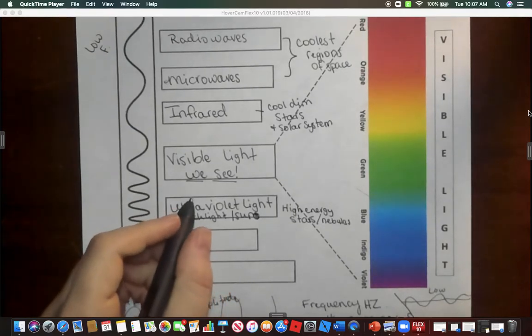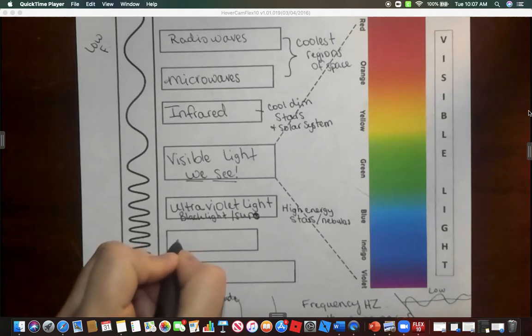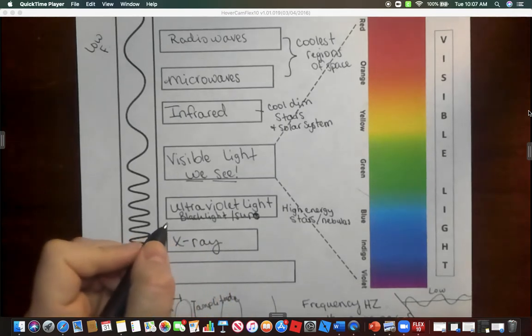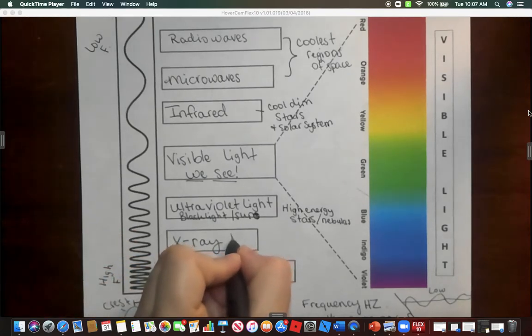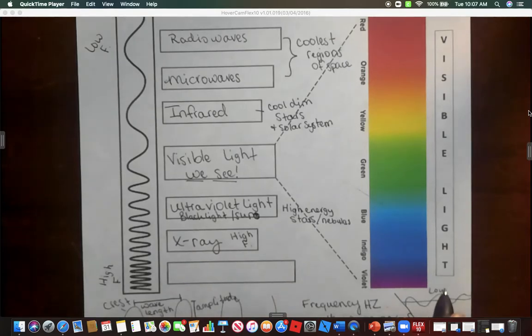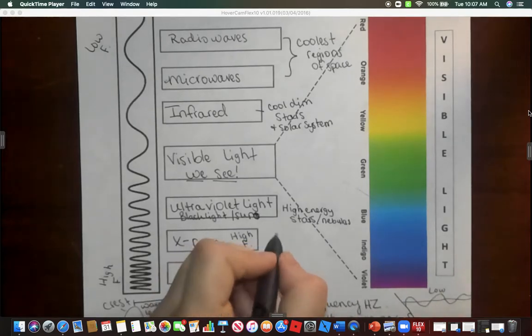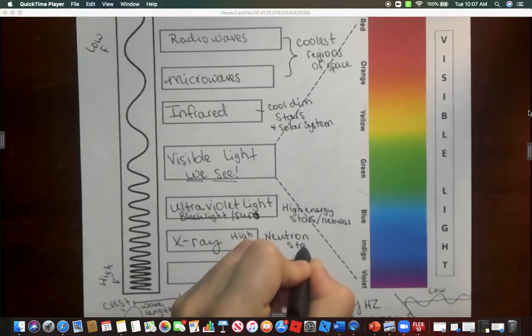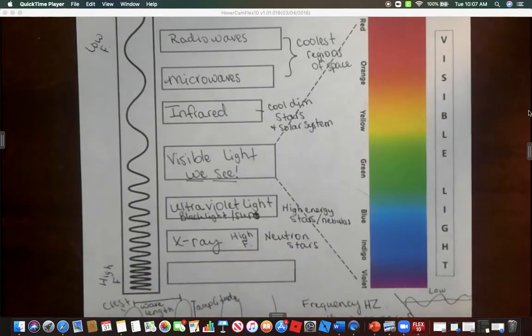The next type of wave that we have here is the X-ray. This is what they do to look at your bones. This is a high frequency. And it can pass through your body and show your bones. It can also show us neutron stars in space. And finally, we have gamma rays.